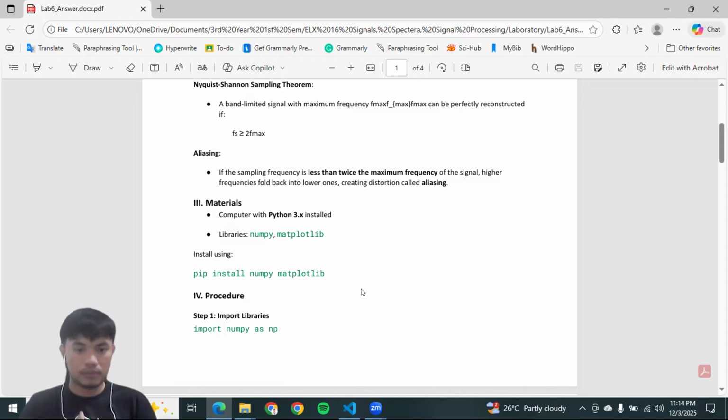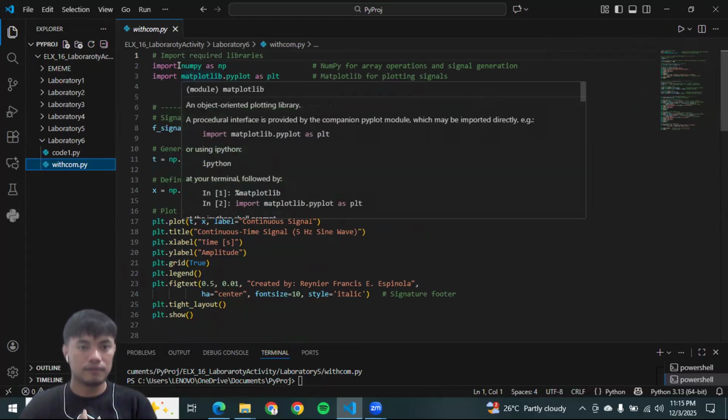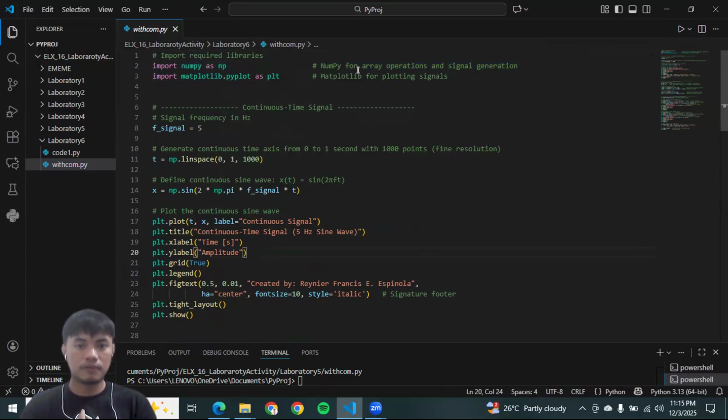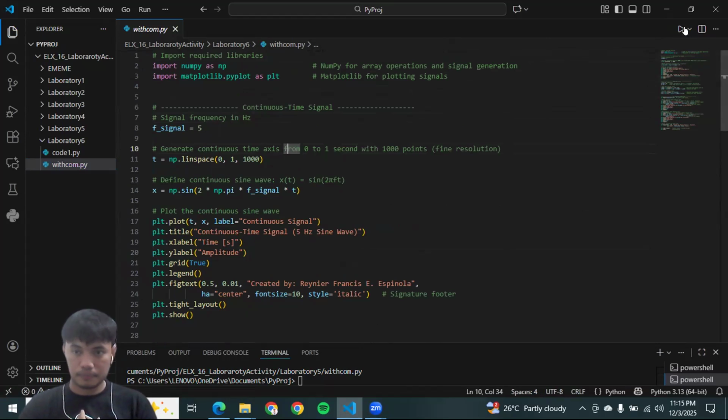So let us now proceed with the program. We import some libraries such as NumPy and Matplotlib. NumPy is responsible for array operations and signal generation. Matplotlib, on the other hand, is for plotting our signals. Now, let us run the code.